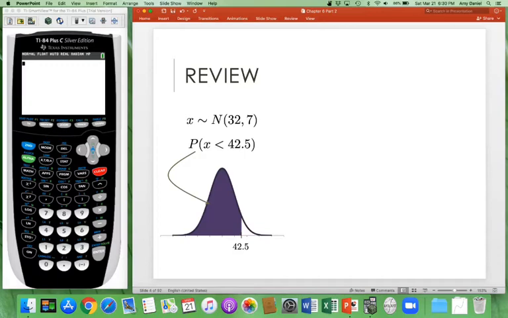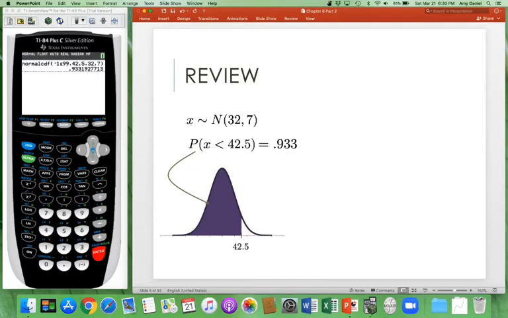All right, and we would go to the calculator, into our distribution menu, and grab the normal CDF, our second option, and we'd go from negative infinity to 42.5, and then tell it that the mean is 32 and the standard deviation is 7. And we get 0.933. All right, so that was what we did in Chapter 6, Part 1, and some word problems like that.